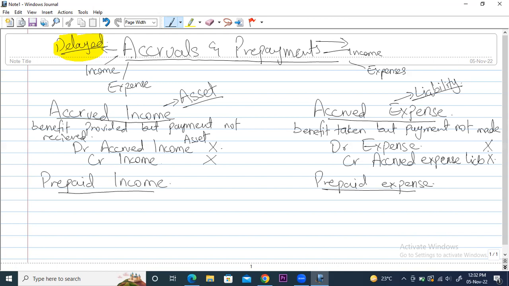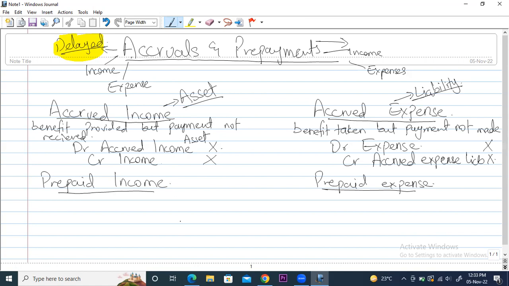When the payment will be made, this liability will be finished on debit and credit will do cash, but that is something in the future, because it's accrued, right? It's a delayed one. So right now we make this entry. Are you clear till here? Any issues, any problems? Okay, great.